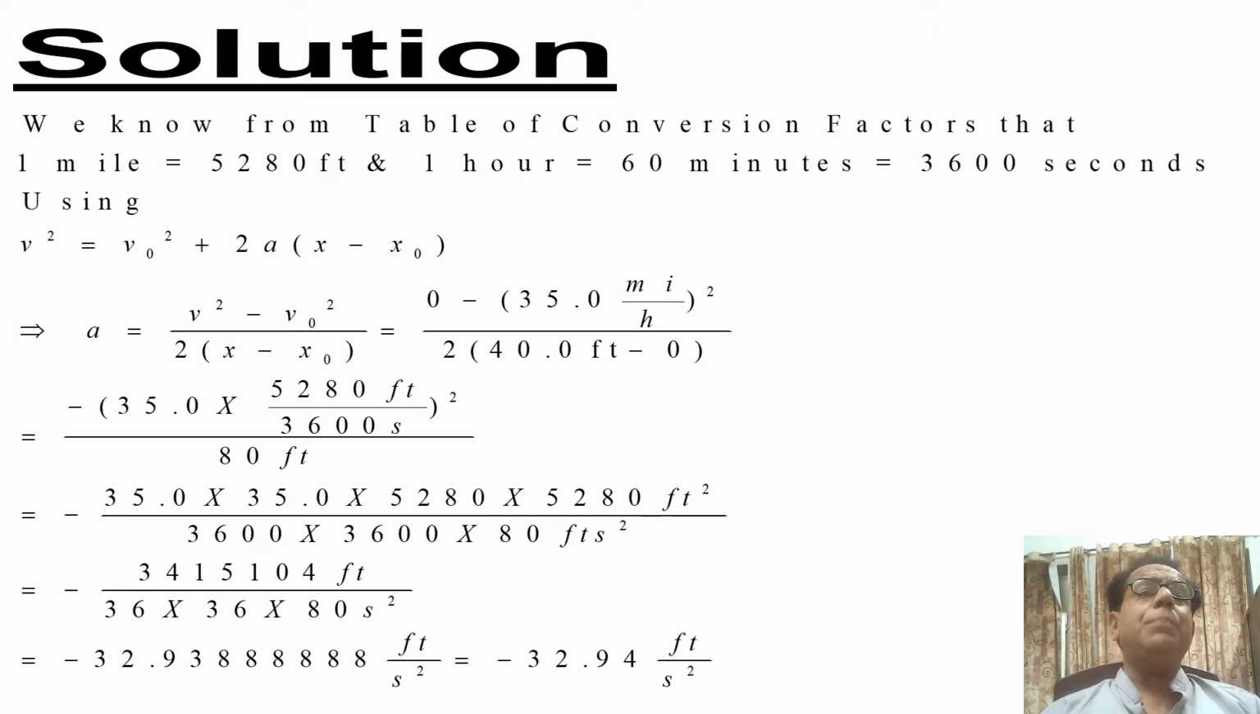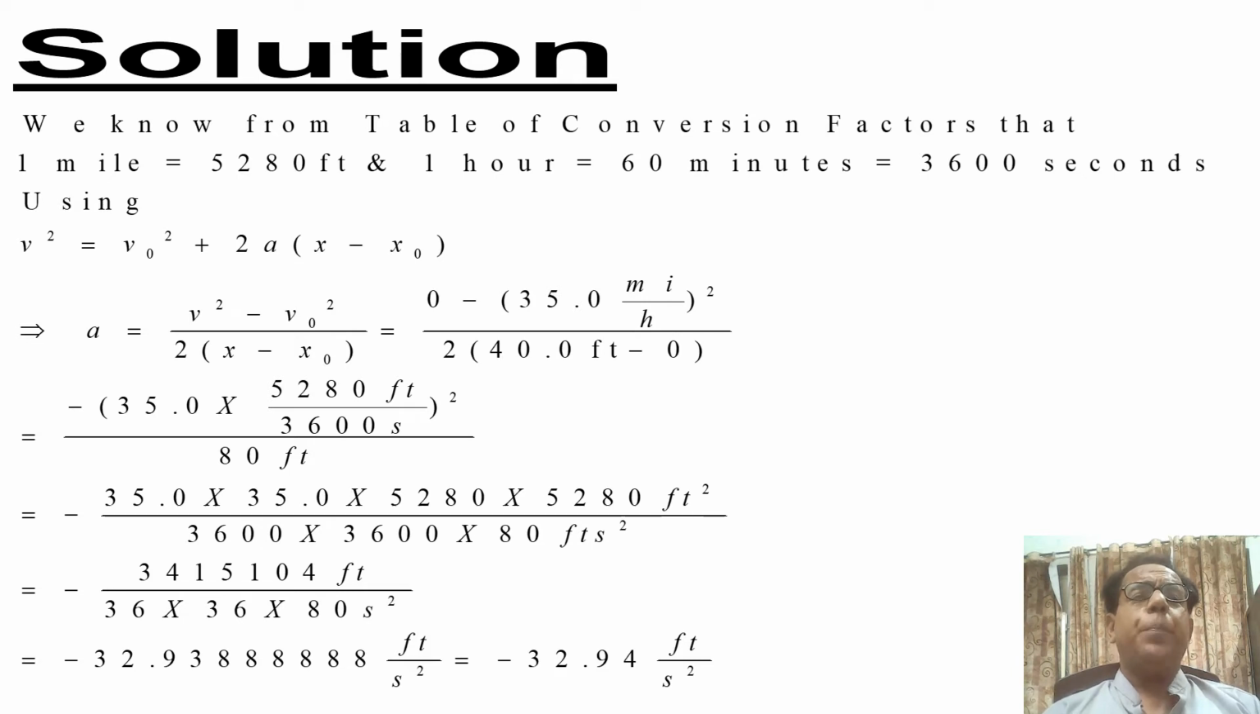From this equation, acceleration a becomes equal to v squared minus v naught squared over 2 times (x minus x naught). Here, final velocity, that is v, is 0 and v naught is 35.0 miles per hour. It will be squared because the formula is v squared minus v naught squared, divided by 2. Here x is 40.0 feet while x naught is 0.